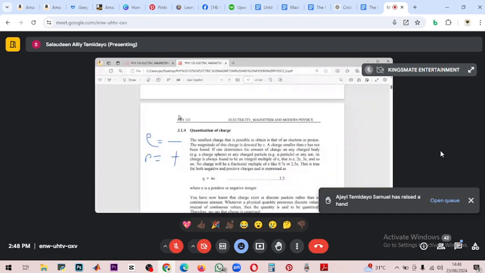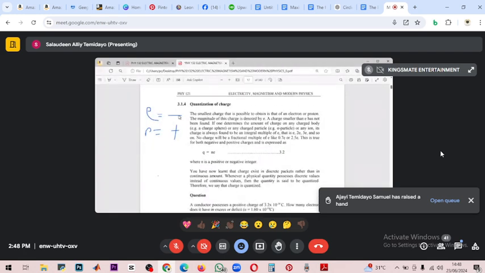1.6 times 10 to the power minus 19. What will be the unit? It is a charge. Coulomb. That's correct. Not Newton meter per, it is coulomb. Coulomb is the unit of electric charge. Electron is a charge. Proton is a charge. The unit is coulomb. Did you get it? Yes, I get it.